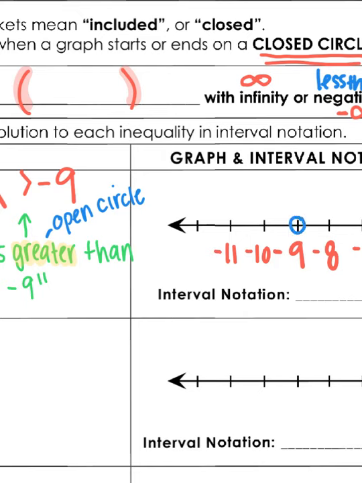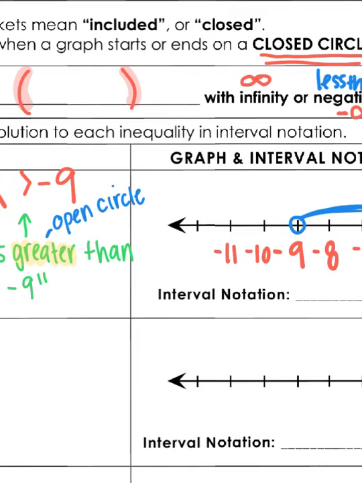Now, it's saying greater than. So which numbers are bigger? On a number line, all my numbers that are bigger, all my numbers that are greater than, go to the right. So that's how you graph inequalities.